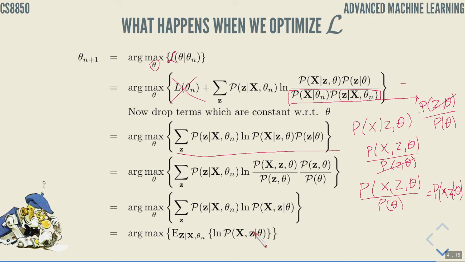That's what we have here, but this is an expectation of the log of the joint of our latent variables and the data with respect to the posterior that we estimate separately. So once we know the posterior with respect to theta n, we can plug the z's here and maximize the value, because now we have the x, we have the z's, and we can find theta n plus 1 that maximizes the following expression.